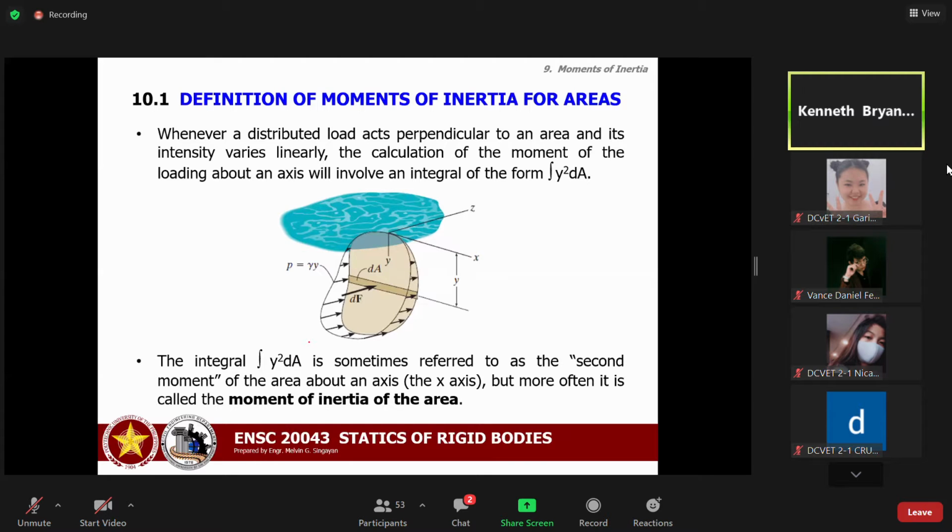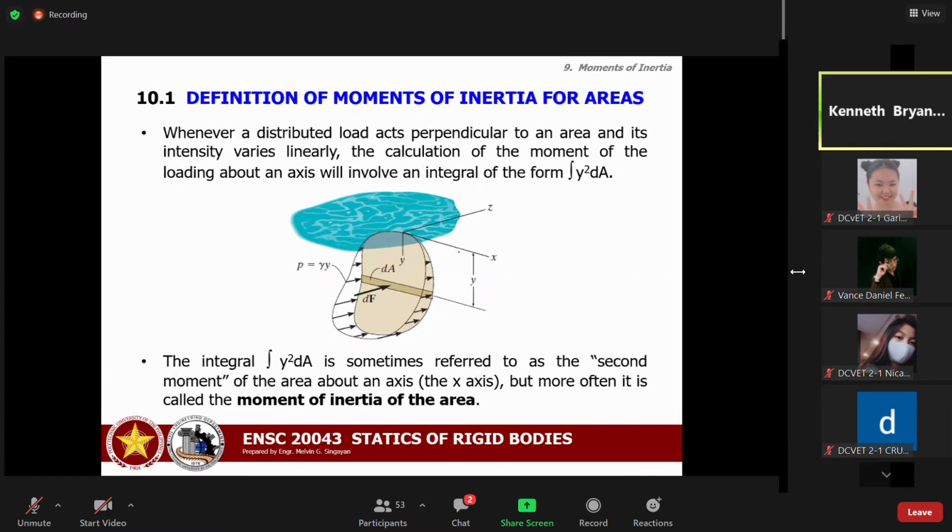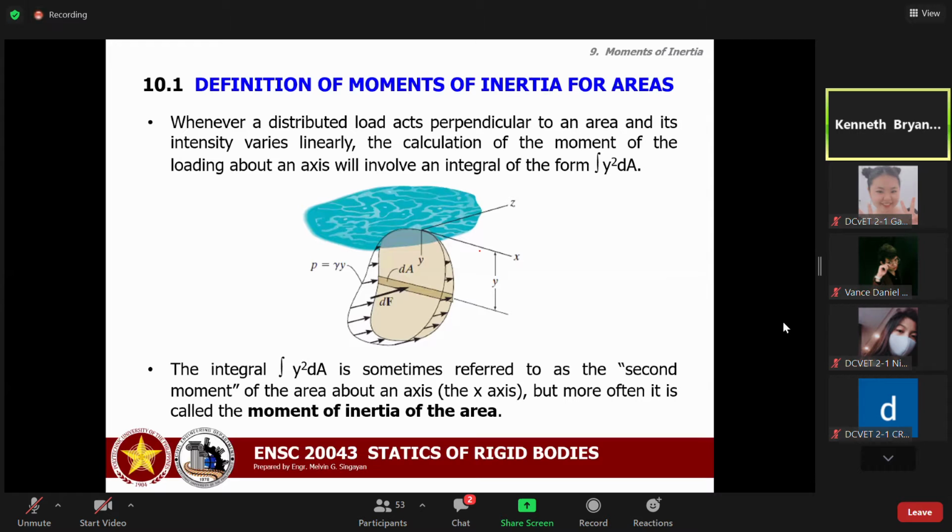Say differential dA, so you multiply the y distance, which is the moment arm for dA about the x-axis. That is the first moment of area. Multiplying this moment arm y a second time to the differential gives the second moment of area, and getting the integral of that will give you the moment of inertia of the area. So moment of inertia is simply the second moment of area, following the principle of the first moment, which is the principle of locating the centroid.